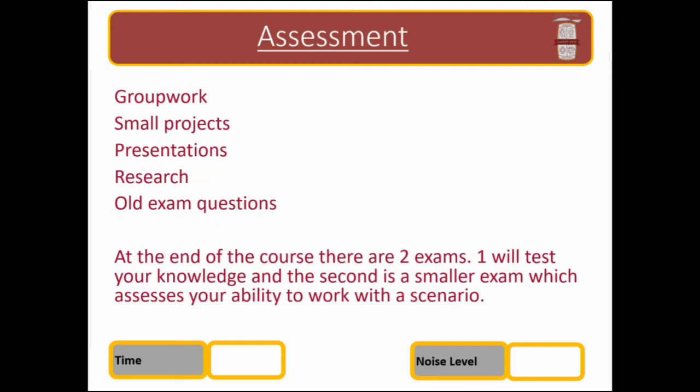Okay, your assessment. The assessment of GCSE business is summative. So in other words, you will do 2 exams at the end of your final year, at the end of your course. The first one will test your knowledge, and the second one is a smaller exam, where they give you a case study, and you look at the case study and answer some questions on it and basically carry out some advice for the business.